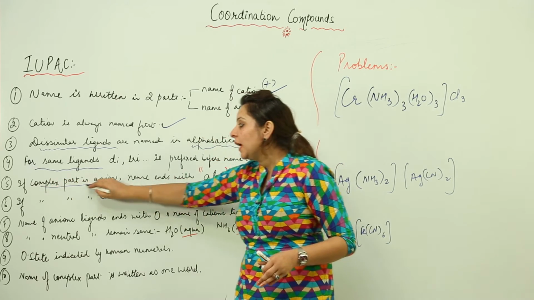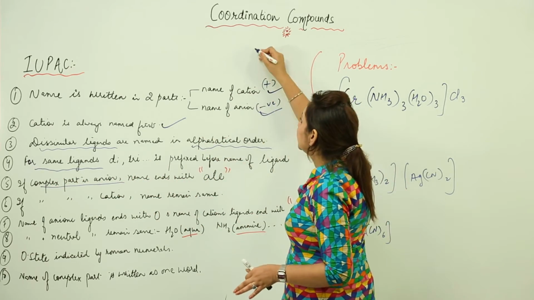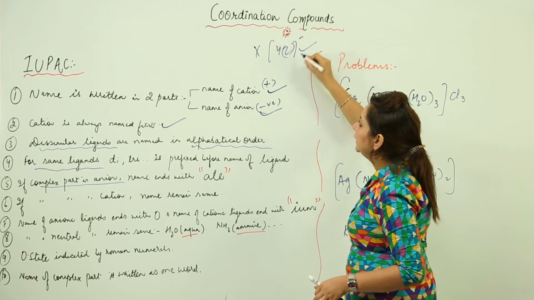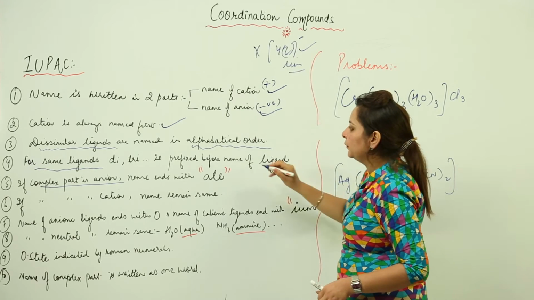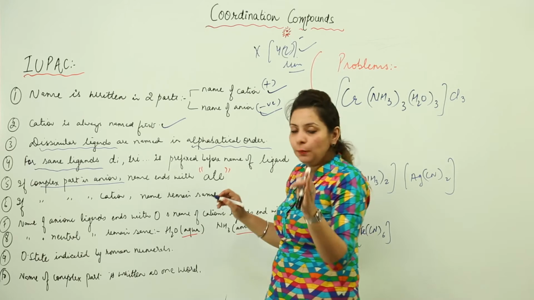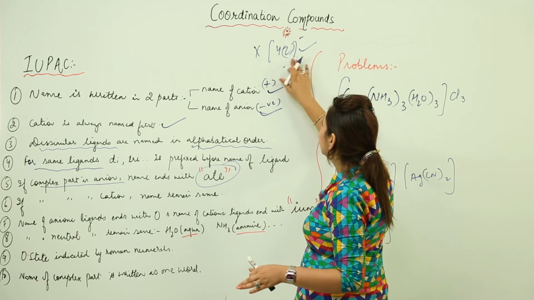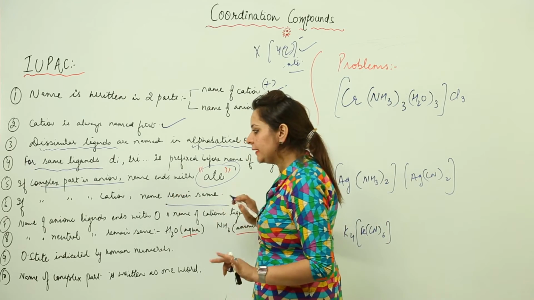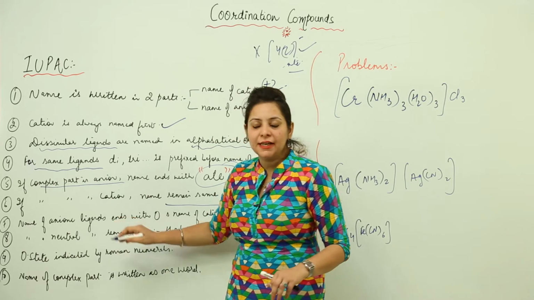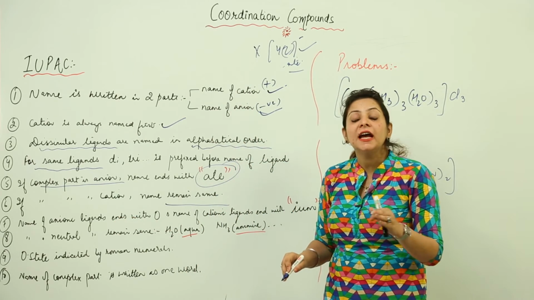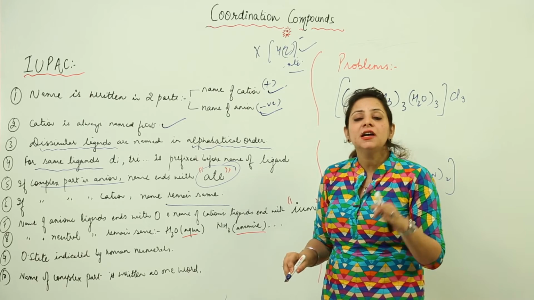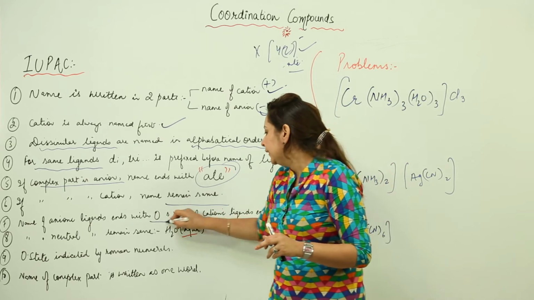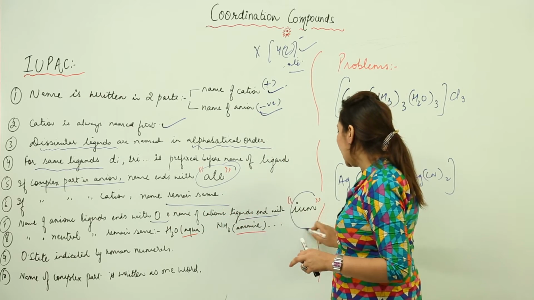And if the complex part is the anion, then the name ends with ate. The name ends with ate. And for the cation, it remains the same. If the ligands which are present are anions, that means the negative ones, their name ends with o, like chlorido, fluorido, like that, right? And for the cationic ligands, it ends with ium.